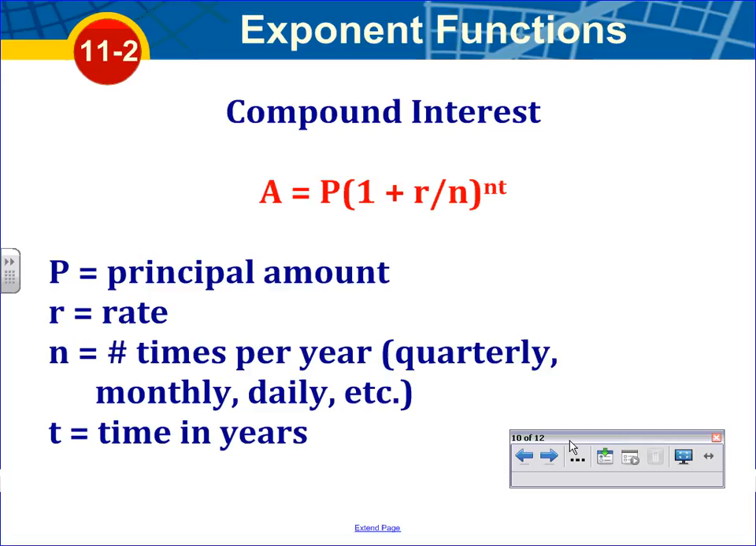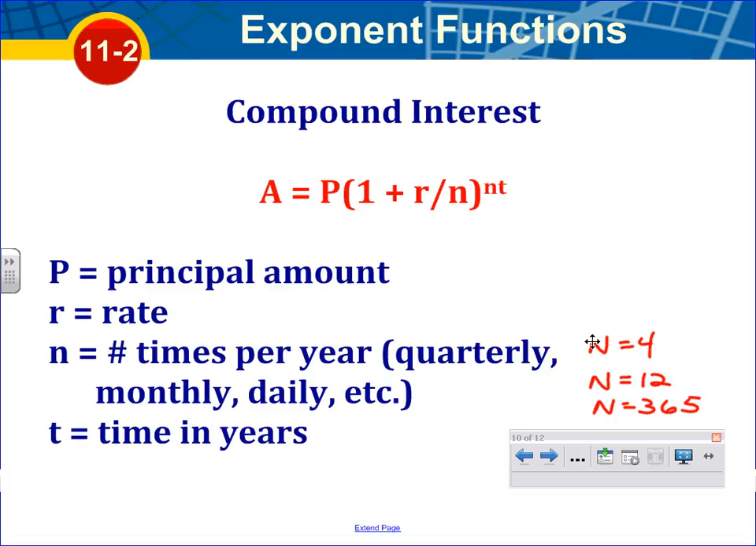N is the number of times per year that you're going to compound your account. So if it compounds quarterly, then it's going to compound 4 times a year, and N will equal 4. If it's going to compound monthly, then it's going to compound 12 times per year, and N will equal 12. And if it compounds daily, then N will equal 365. I know, sometimes there aren't 365 days in a year. We're still using 365. So if it's daily, that's what we use, 365.